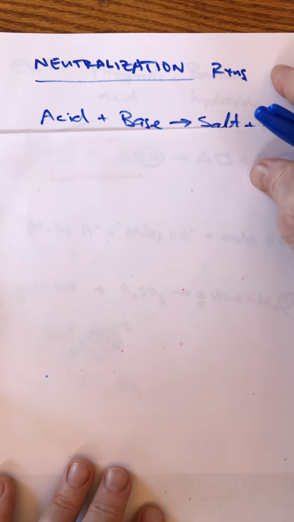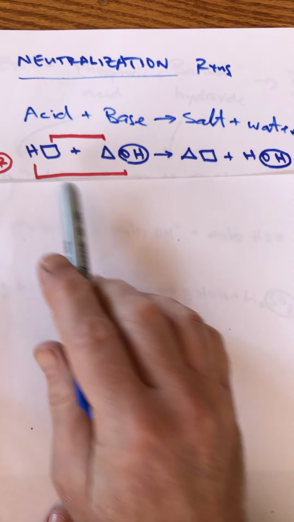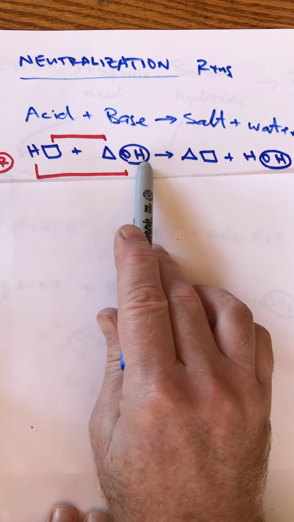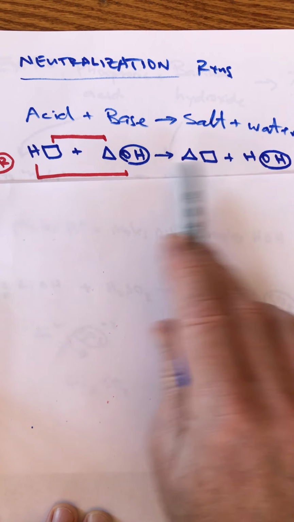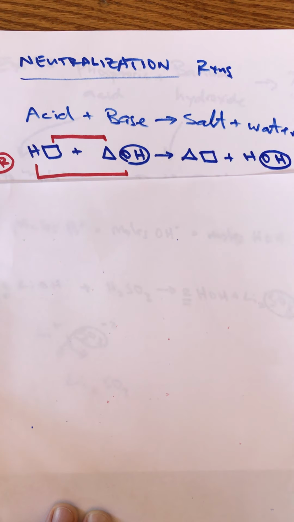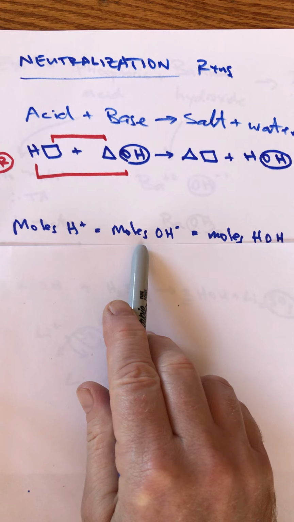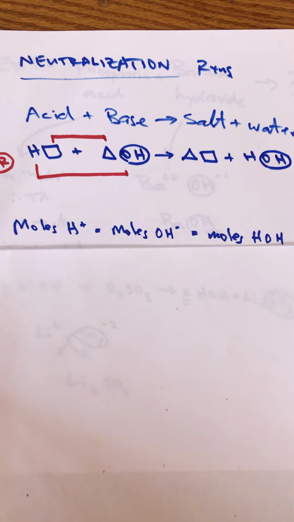Something else we've done, neutralization reactions. So you take acid plus base, it gives you salt plus water. So you take the hydrogen from the acid, the hydroxide from the base, that's going to make water. Take the positive part of the base with the negative part of the acid, that's going to make a salt. So you get the moles of hydrogen equal to the moles of hydroxide, which will equal the moles of water.